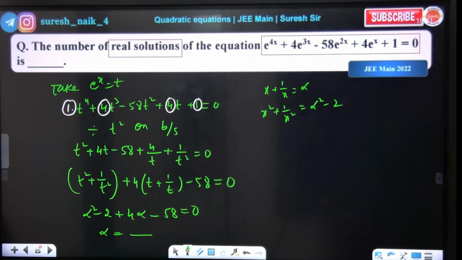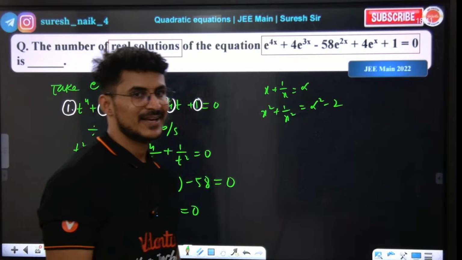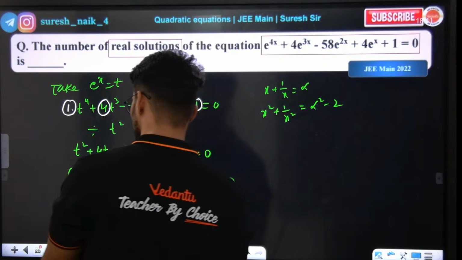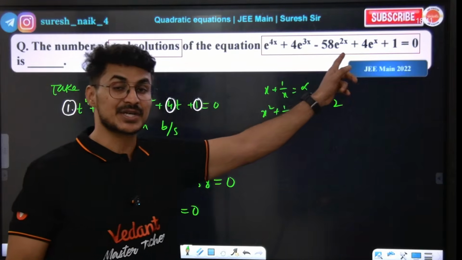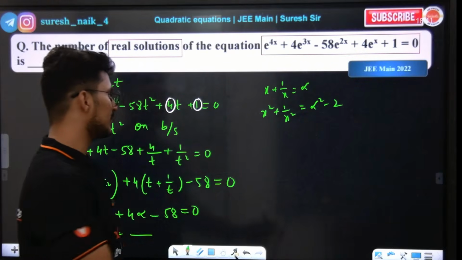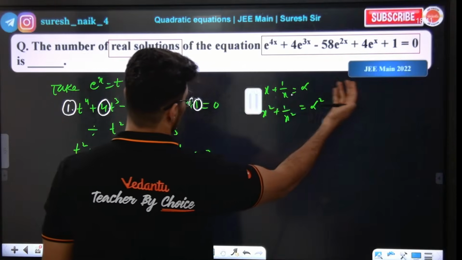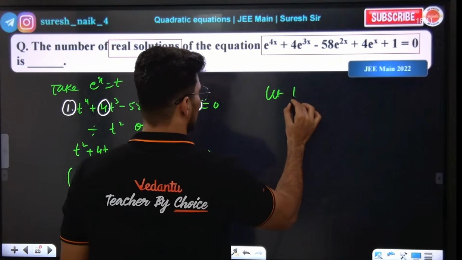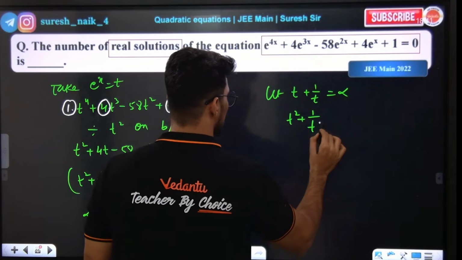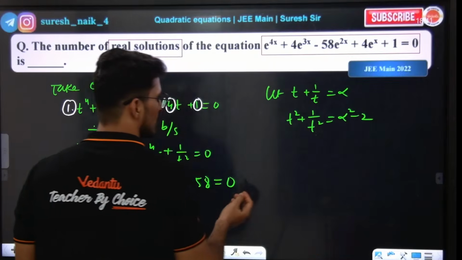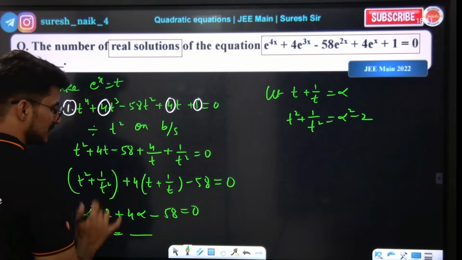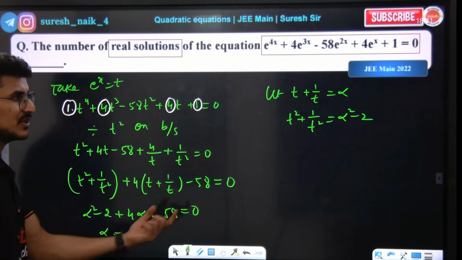Understood? Yes. I think you will be able to do this. Very good, sir. I'll show you how many questions they have asked based on the same pattern. Yes, you need to take this as t. Let t plus 1 by t is equal to alpha. Then t square plus 1 by t square is equal to alpha square minus 2, squaring on both sides. So that is what I am doing here. Alpha square minus 2, 4 alpha minus 58. If you solve, we get alpha. Once alpha comes, the t value will come.